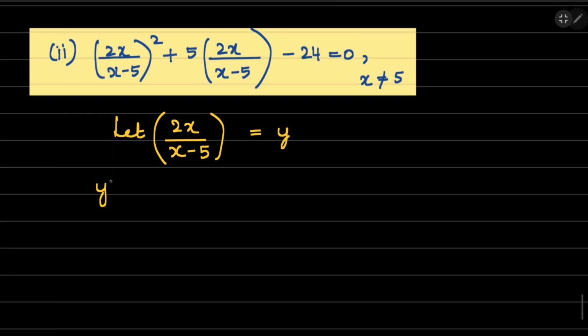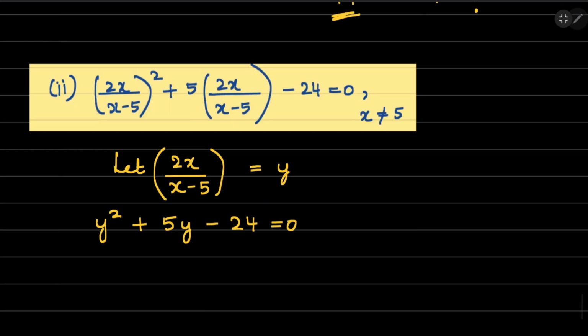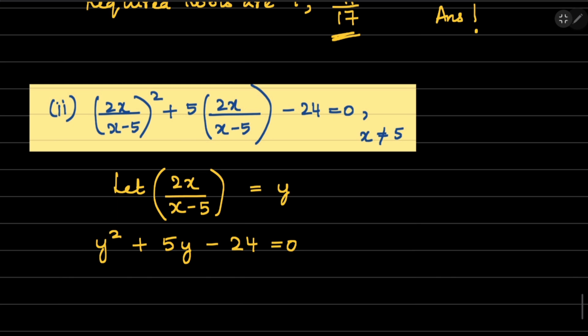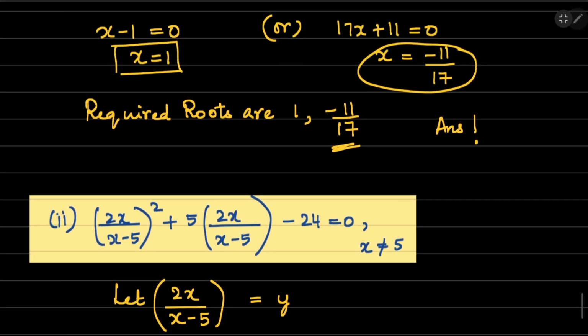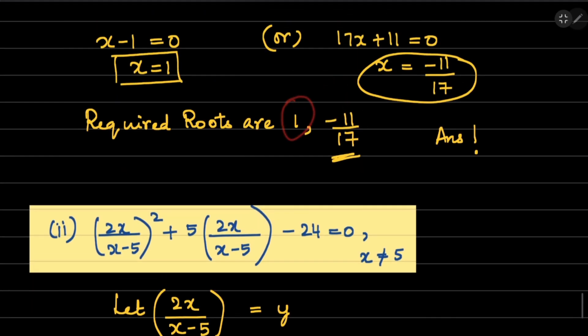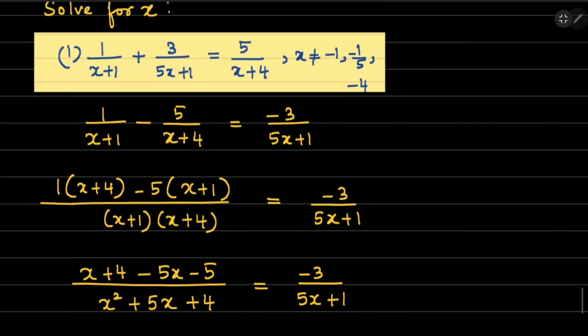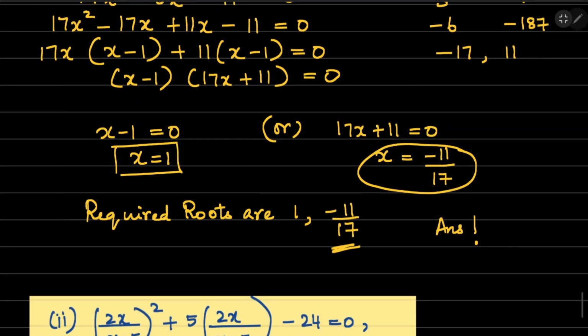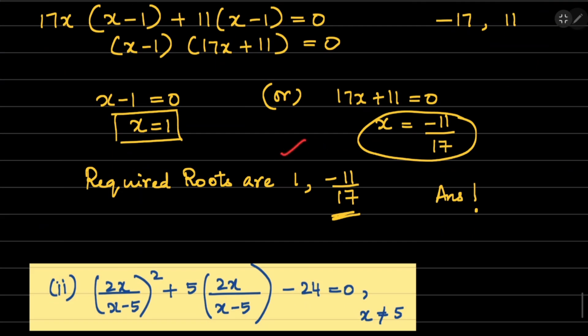Okay. So what do you have? y square plus 5y minus 24 equal to 0. See, you are given x should not be equal to 5. In the previous question, if you see, what roots did we get? One was 1. The other one is minus 11 by 17. So here you see neither of the ones which are given is 1 or minus 11 by 17. Right? So both of these answers are correct.